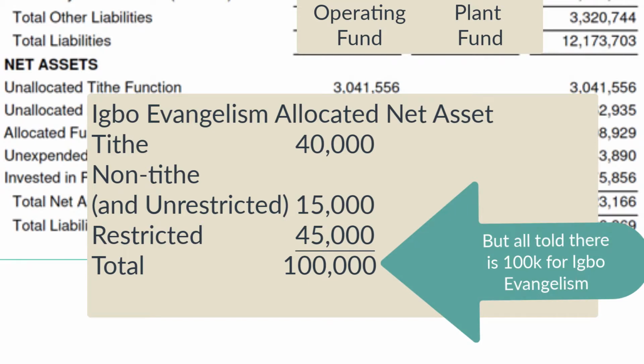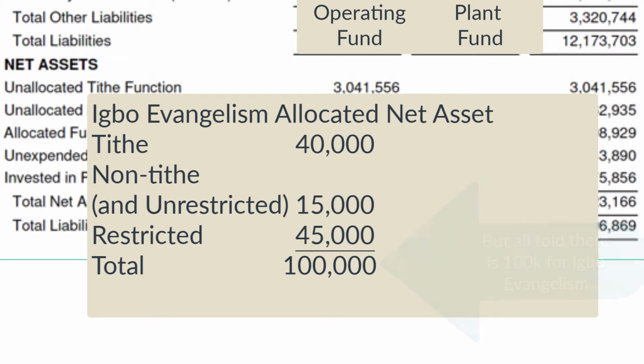This does cause a little confusion. Suppose the financial statements have a figure, Igbo evangelism, 100,000. This is an allocated net asset. Igbo evangelism for 100,000. This does not mean that you can go crazy with the 100,000 and spend it any way you want as long as it's for the Igbo. It still has to consider the tithe and non-tithe characteristics of the money and the restricted and non-restricted characteristics of the money.